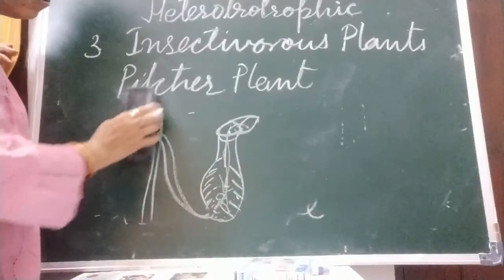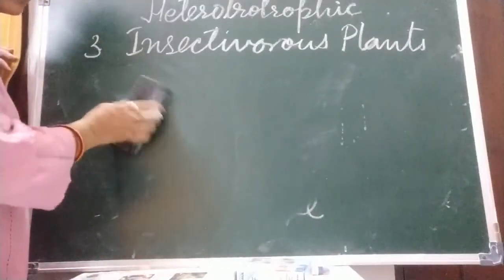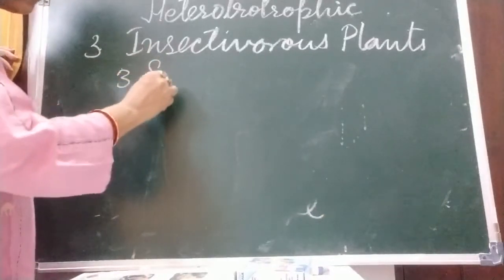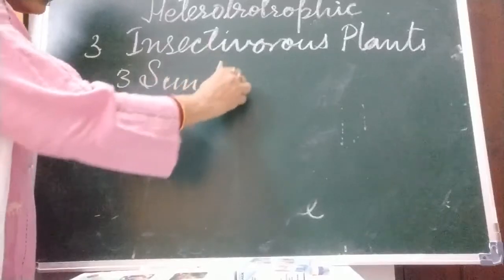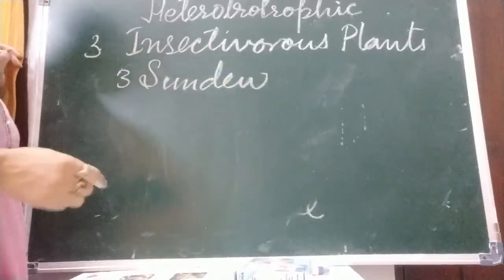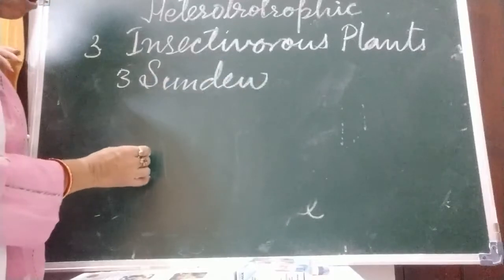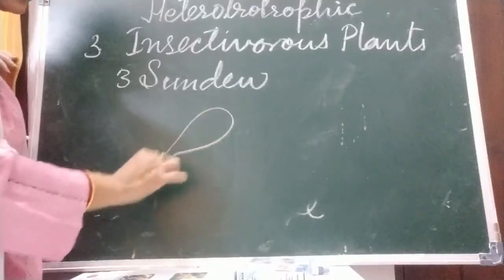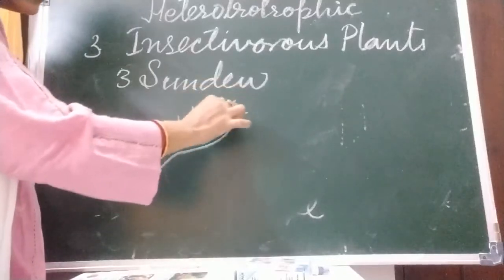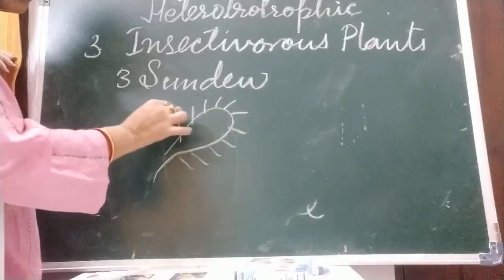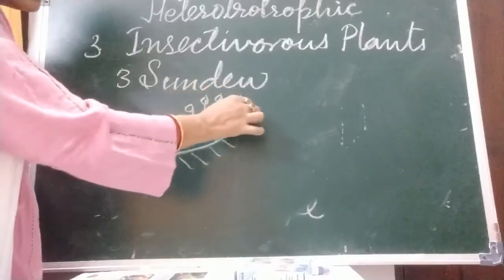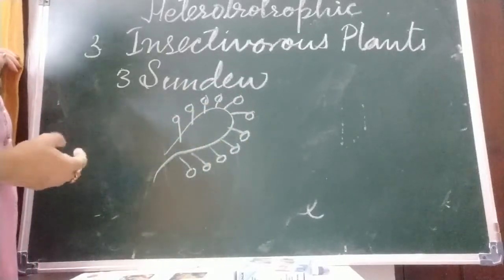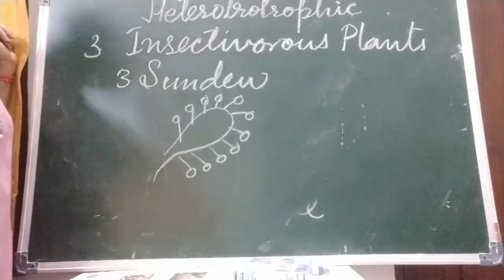Next is the sundew plant. Third is sundew. Very interesting, very beautiful. The leaves of sundew plants have long, thin structures called tentacles. It is like this. These tentacles are there, and the mucilage is there. When the sun rays fall, this mucilage reflects the light and attracts the insects.